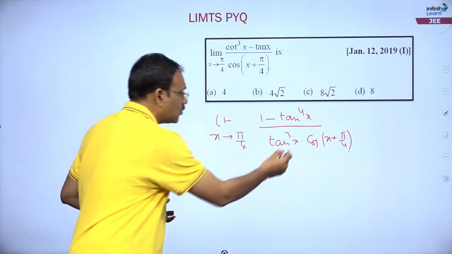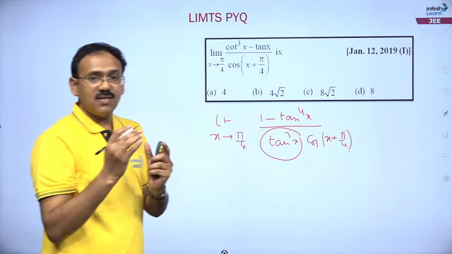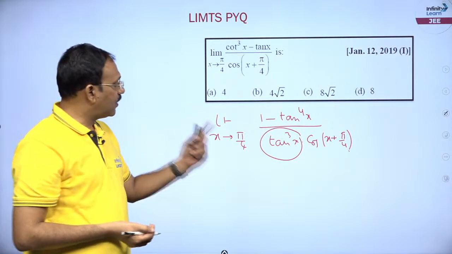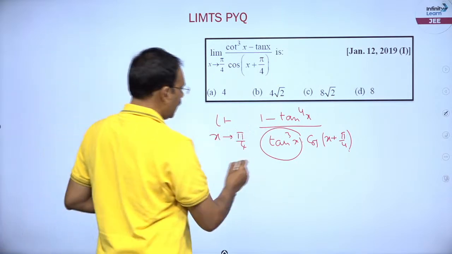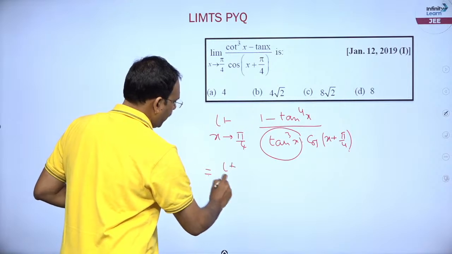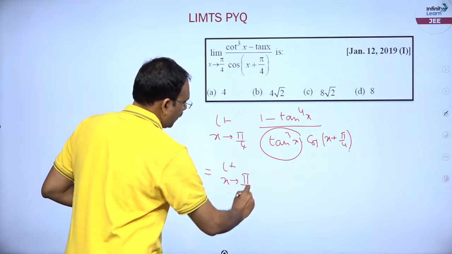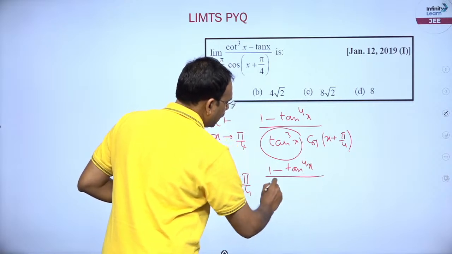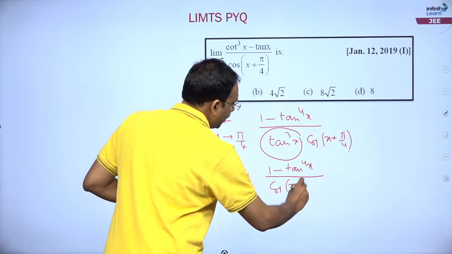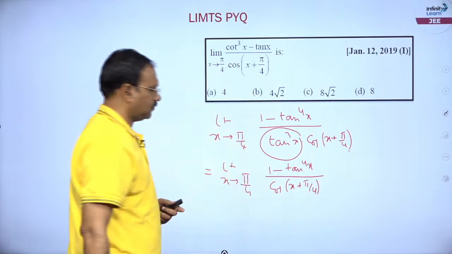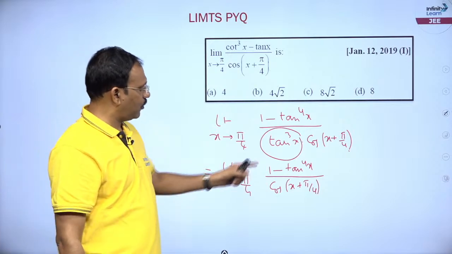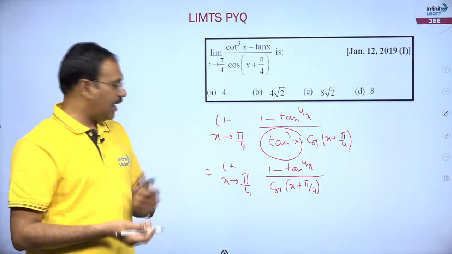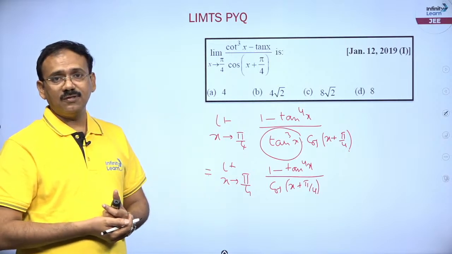Now as x tends to pi by 4, tan cube x, which is under the product, is going to be 1. So please take this out. Now you are left with only limit x tends to pi by 4, 1 minus tan power 4x by cos of x plus pi by 4, right. Now you put x tends to pi by 4, this is going to be 0 by 0. And why do we not take L'Hospital's rule, right?